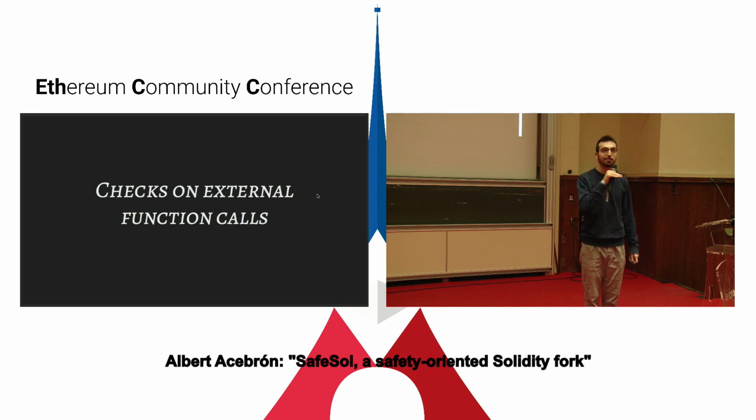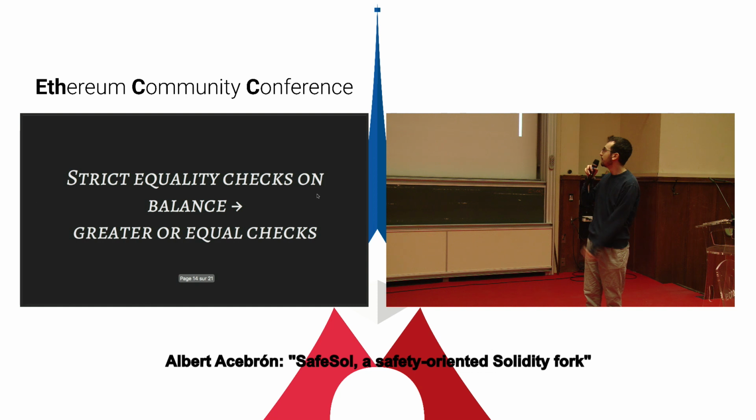What SafeSol does is include automatic checks on every function call. And if something bad happens, like a failure on the external call or whatever, it reverts the whole contract state. So pretty much like SafeMath, but for external function calls. Now, next. All right, that's a big one.